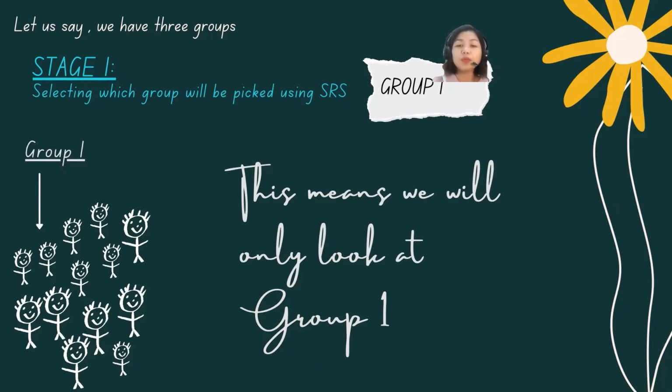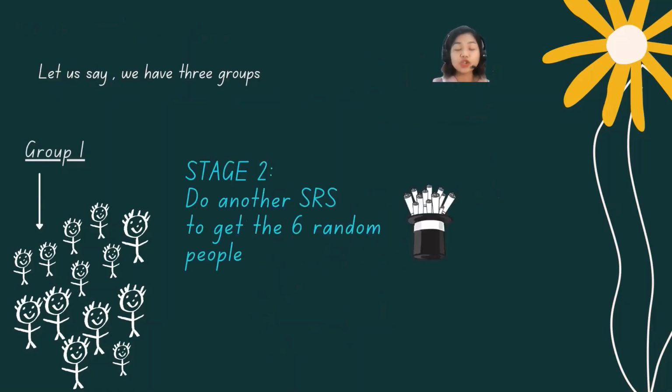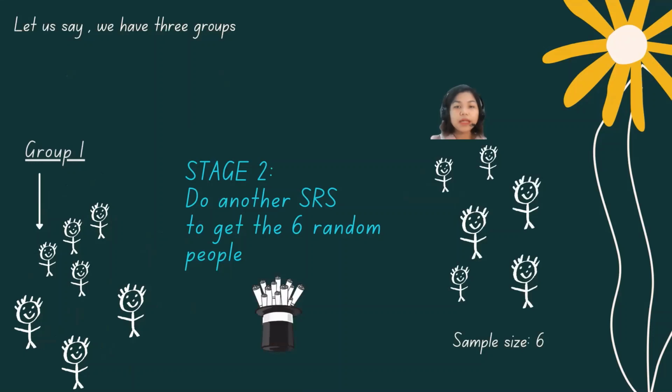Ngayon naman, meron na tayong group 1. Na-identify na natin na okay, hindi pala kasali yung barangay B at C, yung group 2 at 3. Si group 1 lang pala yung kasali. Now, let's have a stage 2 by doing another SRS in order for us to get 6 random people. Again po, stick po tayo sa ating example na 6 ang sample size. Now, lahat po ng pangalan ng nasa group 1 or barangay A ay ilalagay natin sa hat. Tapos, bubunot po tayo ng 6. Tapos, yung nabunot po natin ng 6, ito po yung part ng ating sample size.